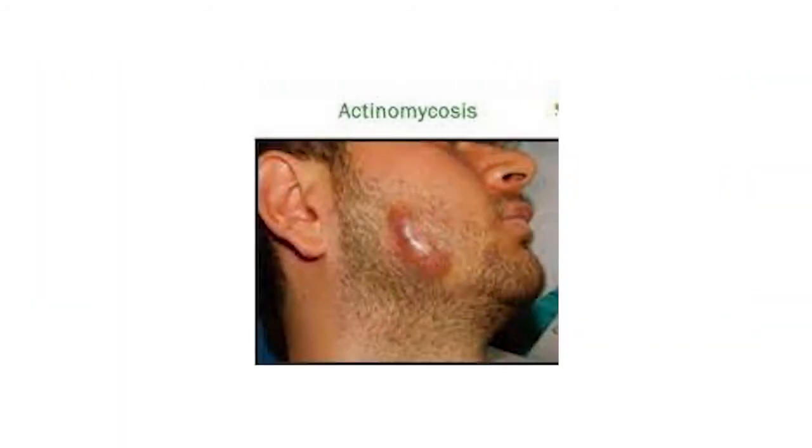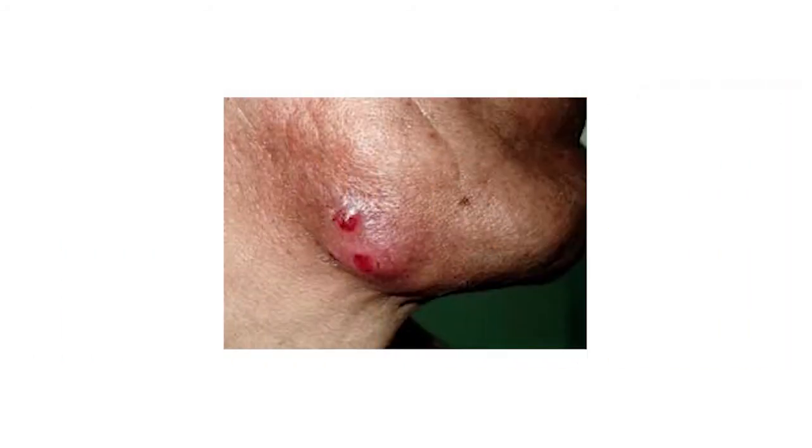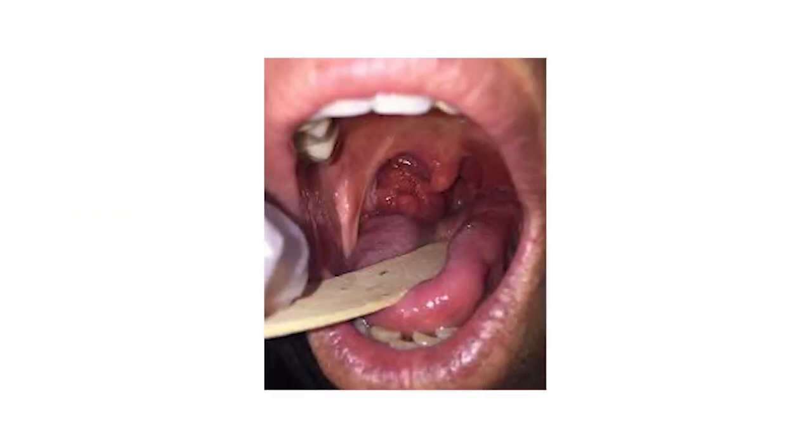Species are commonly present in high concentration in tonsillar crypts and gingivodental crevices. Many patients have a history of poor dentition, oral surgery and dental procedures or trauma to the oral cavity. Chronic tonsillitis, mastoiditis and otitis are also important risk factors for actinomycosis. This is another image of actinomycosis clearly seen. This is the third image showing actinomycosis. This is tonsillar actinomycosis in the oral cavity clearly seen.